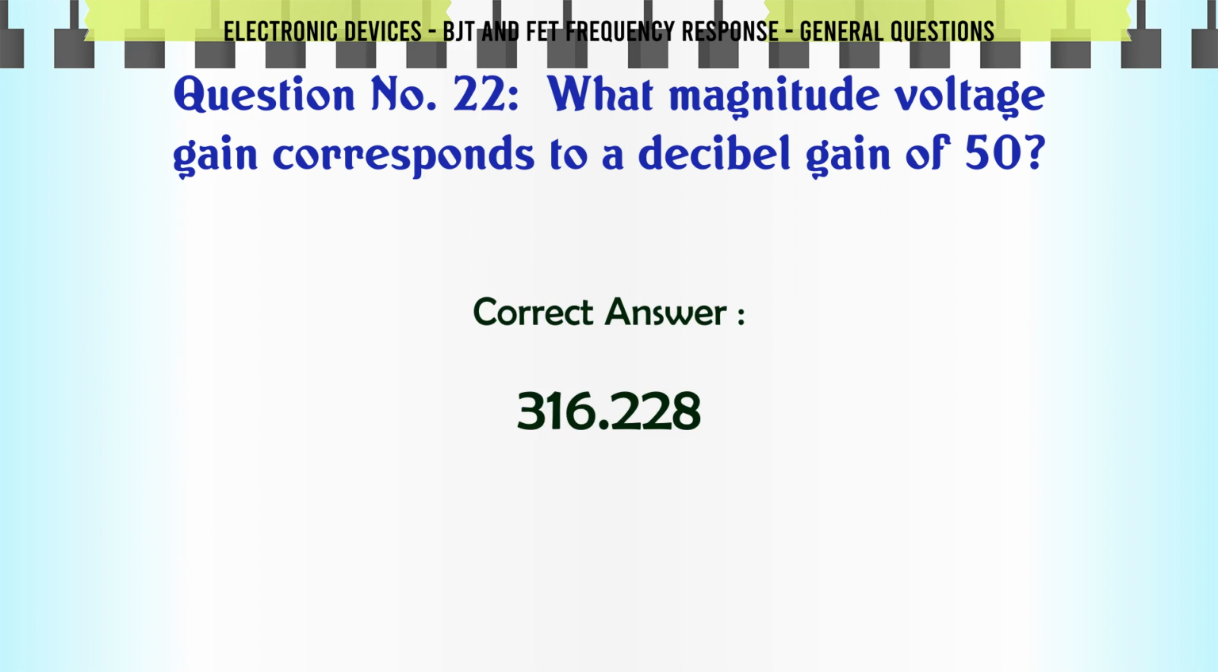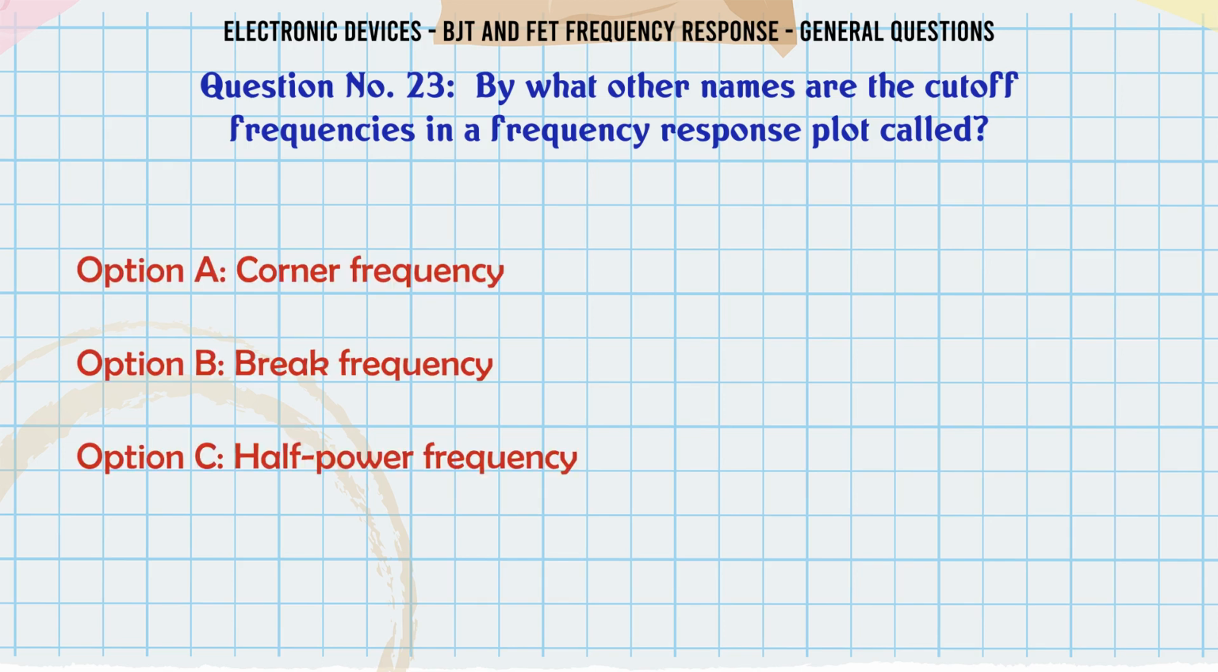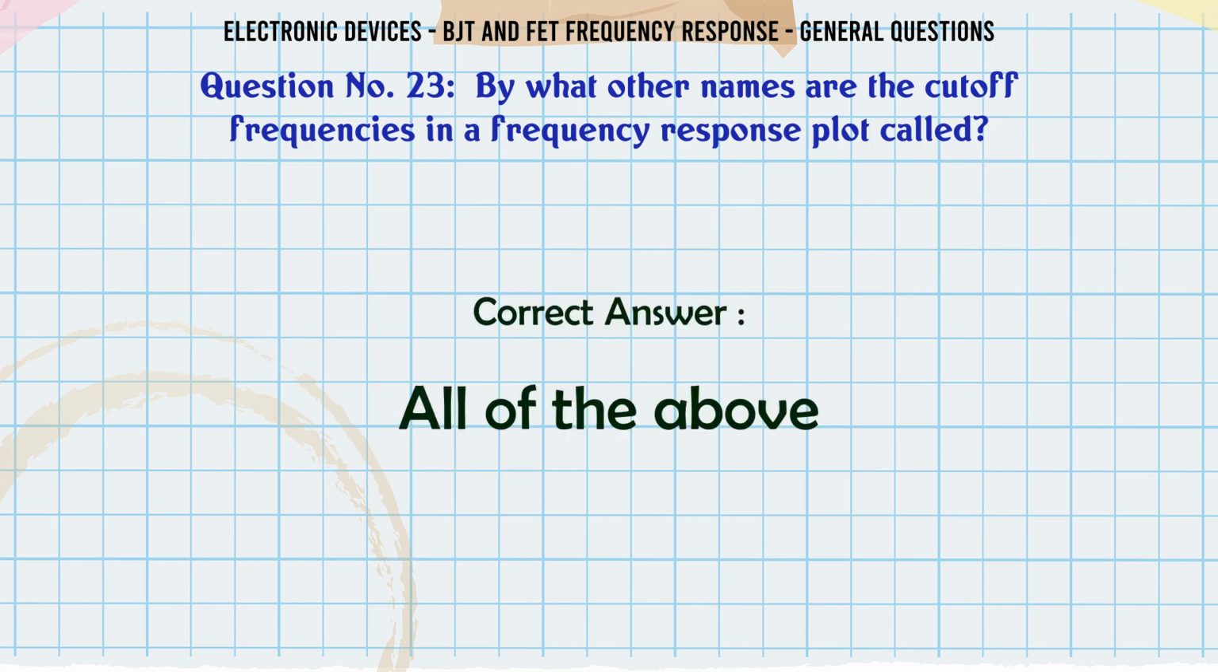By what other names are the cutoff frequencies in a frequency response plot called? A. Corner frequency, B. Break frequency, C. Half power frequency, D. All of the above. The correct answer is all of the above.